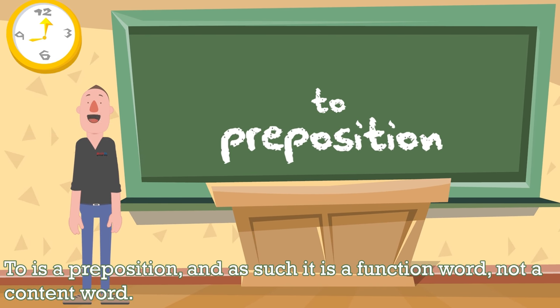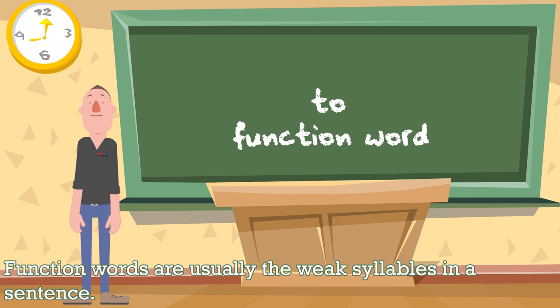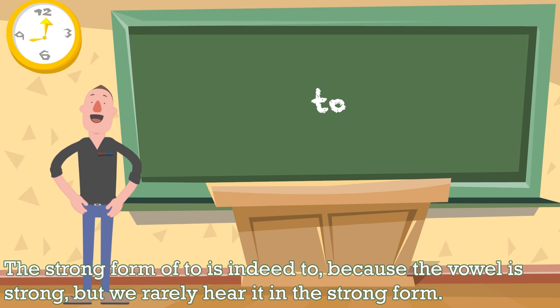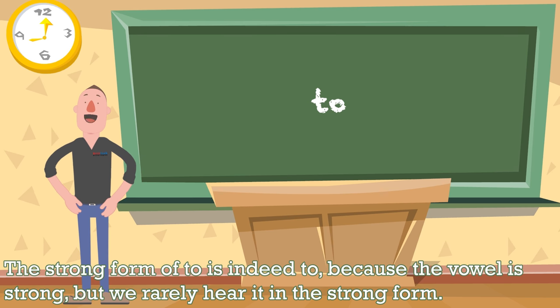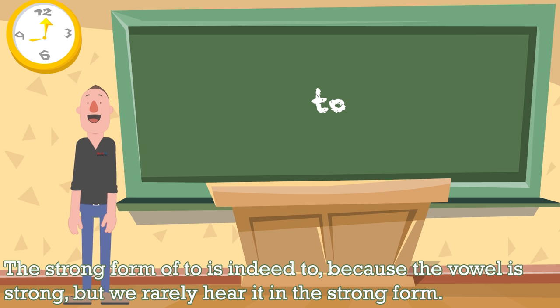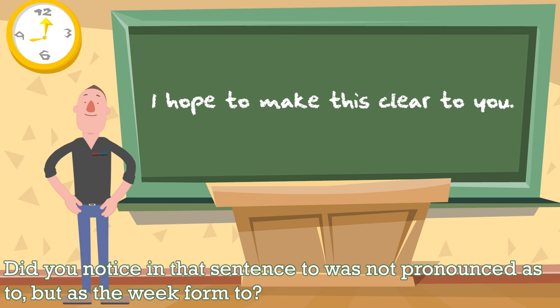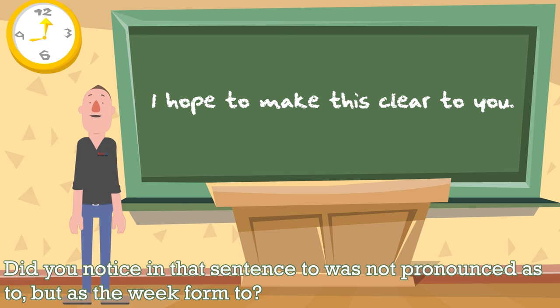Two is a preposition, and as such it's a function word, not a content word. Function words are usually the weak syllables in a sentence. The strong form of two is indeed two, because the vowel is strong, but we rarely hear it in the strong form. I hope to make this clear to you. Did you notice in that sentence, two was not pronounced as two, but as the weak form, t?